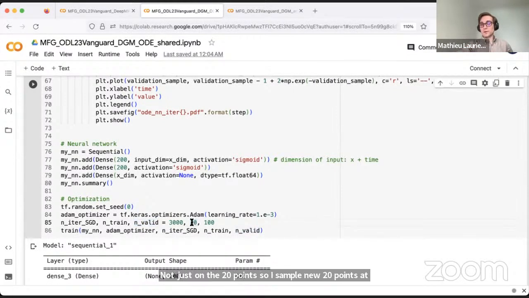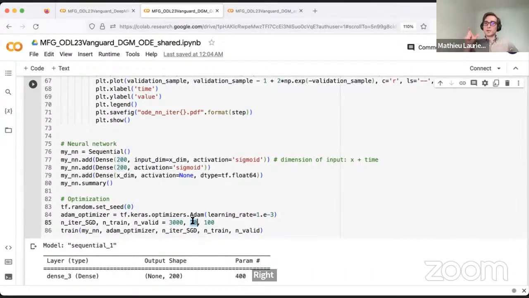Okay, so actually during training, the neural network is going to see a lot of points. It's going to see 3,000 times 20 points. Right, so if you're on an interval, it means really a lot of points. But each time you see 20 points, you do just one gradient step. So you don't try to solve the full problem, just one gradient step. And then you pick another 20 points, and then another 20 points, etc.